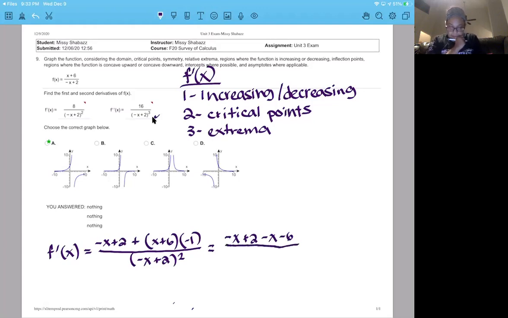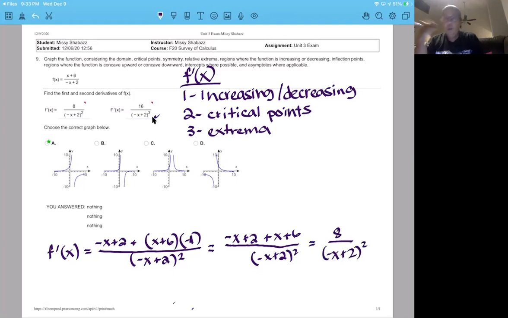Uh-oh, did I make a mistake here? Let's look one more time. Oops, this should be a negative sign. There we go. So this should change both of these signs. So plus x plus 6 over (negative x plus 2) squared. And I get an 8 over (negative x plus 2) squared.